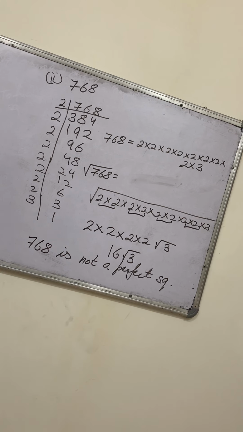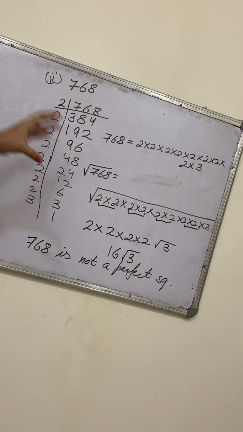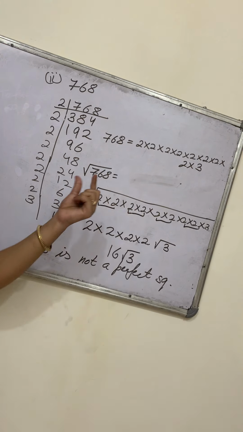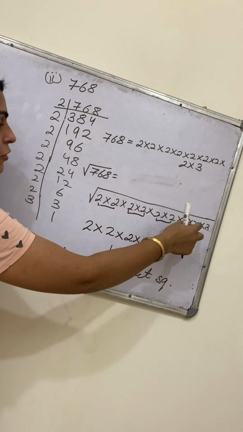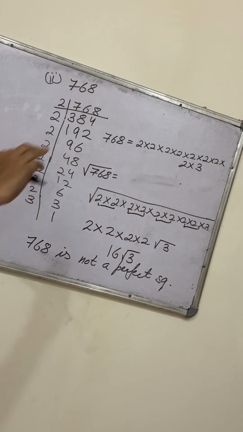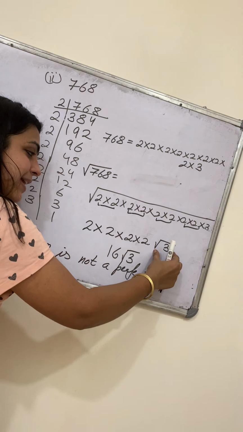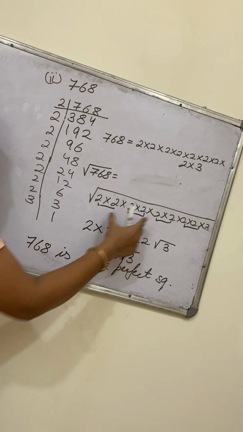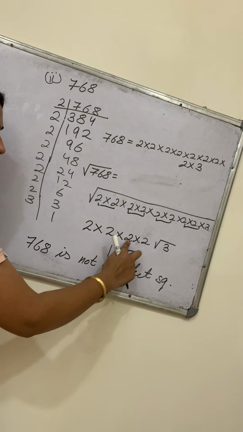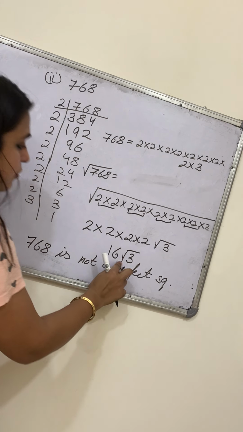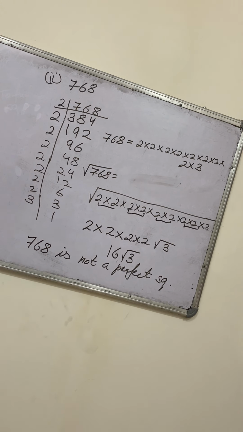What we did, we found the factors of 768. We wrote it under root. We did the pairing, 2 into 2, 2 into 2. 3 did not have any pair. It was left alone, so we'll write it like this only, under root 3. Rest all was written without the root because we got the pairing. 2 2s are 4, 4 2s are 8, 8 2s are 16. 16 root 3 we got. We didn't get the perfect answer. The answer is coming in root. That means this is not a perfect square.